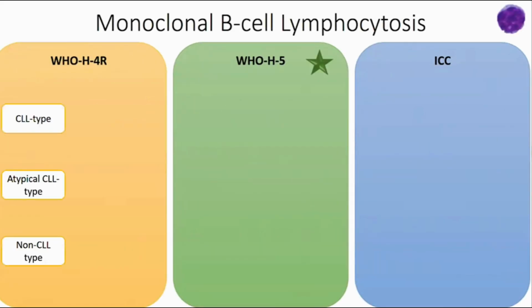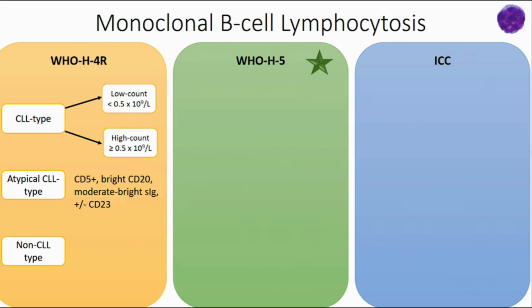So the WHO 4R, in regards to MBL, really comes in 3 flavors. They talk about the CLL type, which must have co-expression of CD5 and CD23, usually with dim CD20, and it's further classified into a low count that's under 0.5 and a high count that's greater than or equal to 0.5.